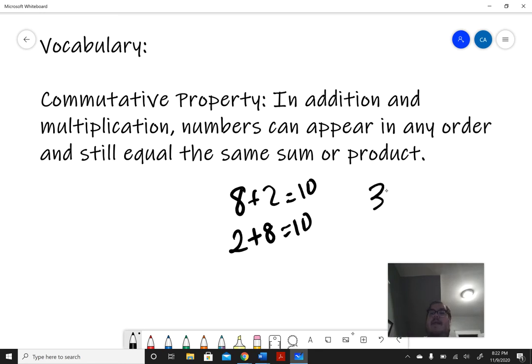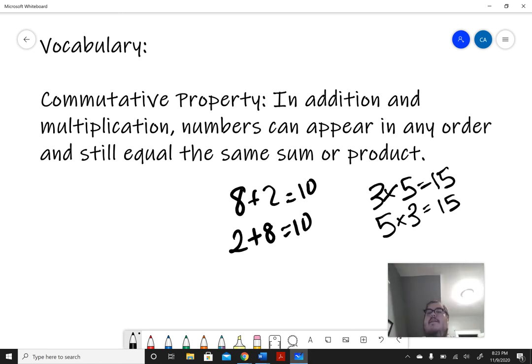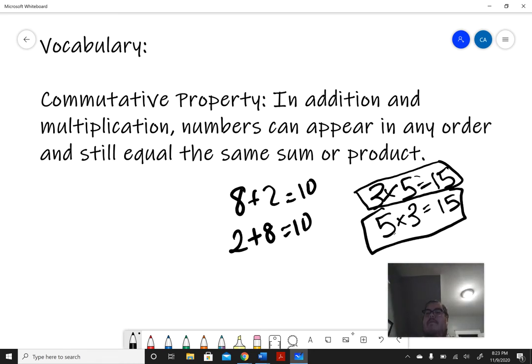If you have 3 times 5, your product would be 15. Just like if you had 5 times 3, your product would still be 15. The only difference is that this first expression tells you that you have 3 groups of the unit 5, and your second expression tells you that you have 5 groups of the unit 3. Or no, reverse that. This first one tells you that you have 5 groups of the unit 3. Second one tells you that you have 3 groups of the unit 5.